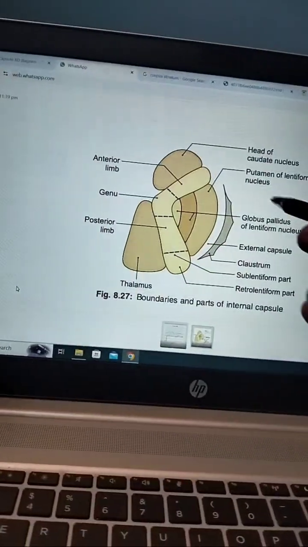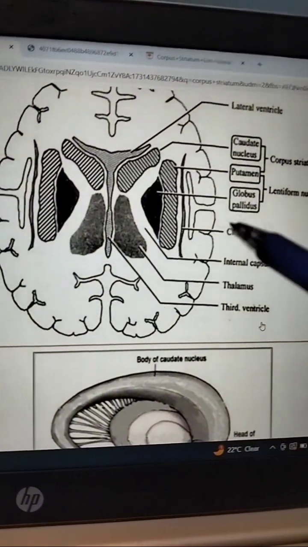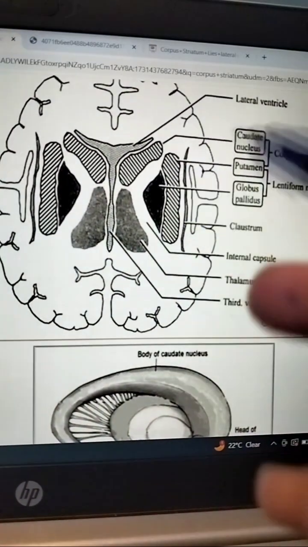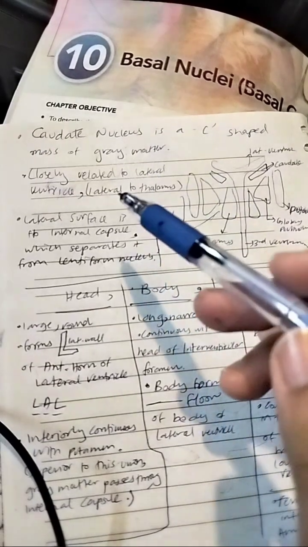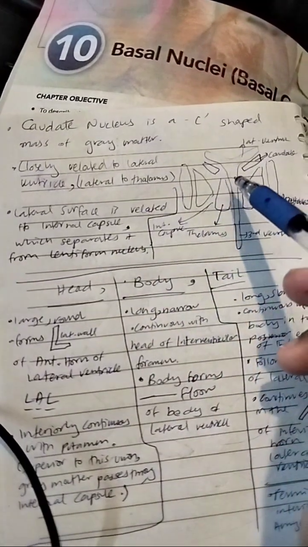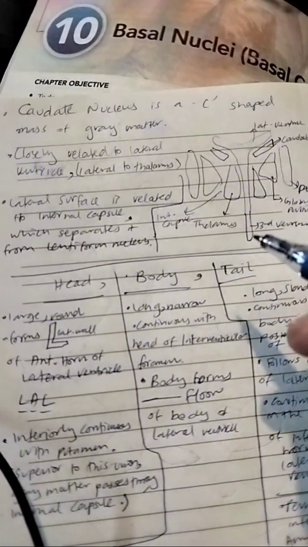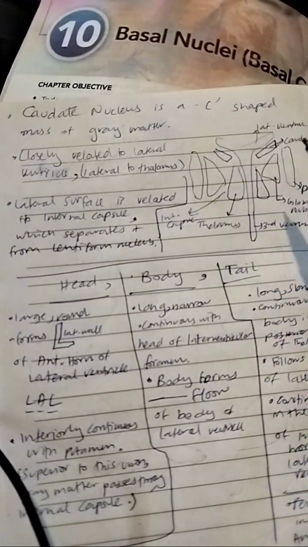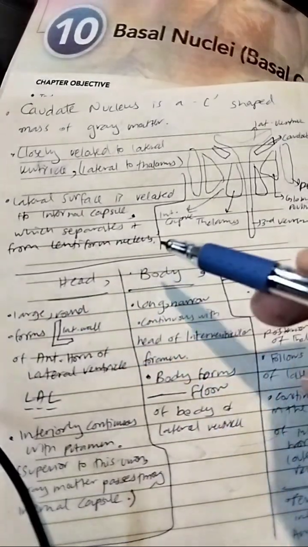Let's talk about the caudate nucleus. You can see right here, this is the head of the caudate nucleus. So the caudate nucleus is a C-shaped mass of gray matter. It is closely related to the lateral ventricle. It is lateral to the thalamus. Its lateral surface is related to the internal capsule, which separates it from the lentiform nucleus.